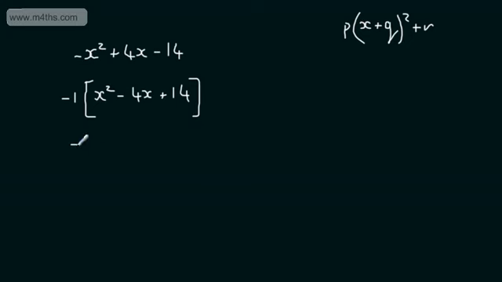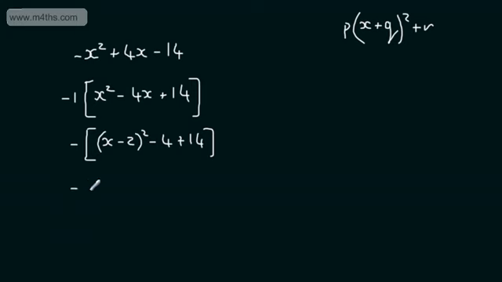So I've got now minus, so minus 1 on the outside. I've got x minus 2. I'm taking half the coefficient. So I've got x minus 2 all squared minus 4. I've squared the number and subtracted away plus the 14.